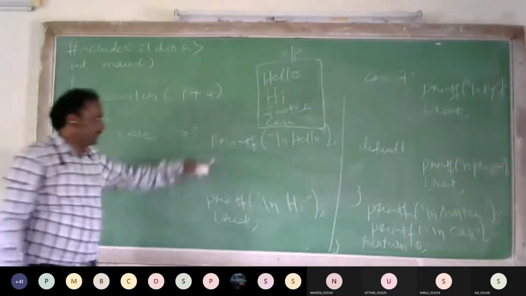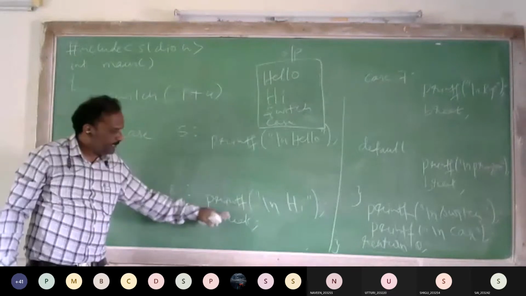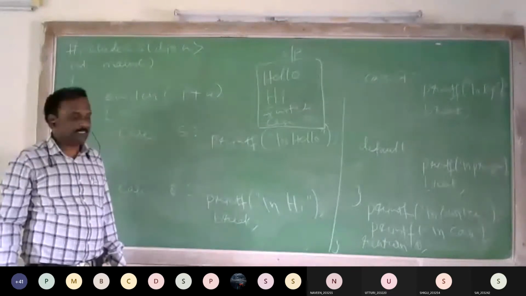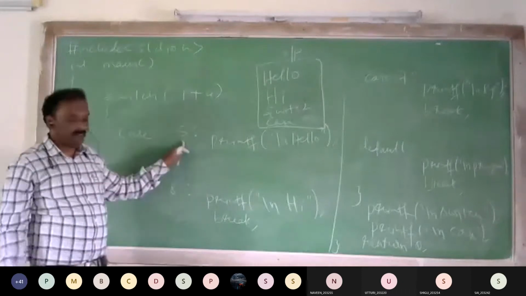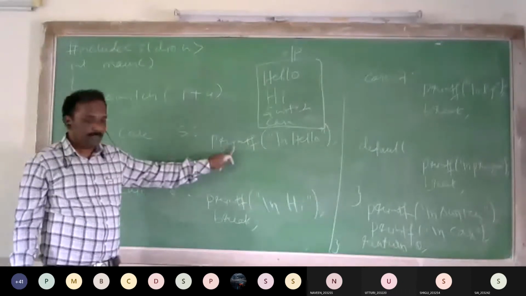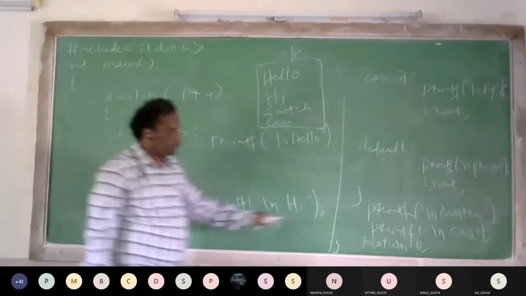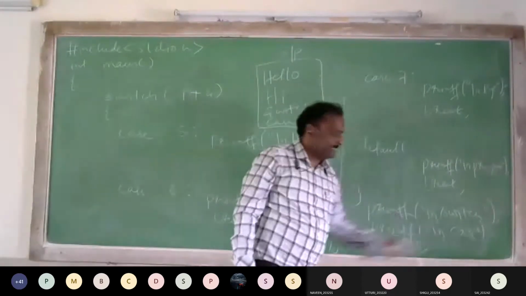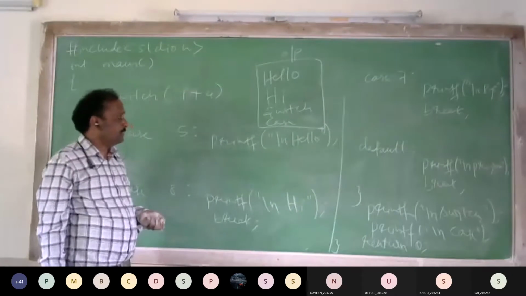If you don't write the break at the end of this case constant, then continually it will execute the remaining statements. 1 plus 4 is 5. 5 is matching with 5. So it will print hello, it will print hi, then it has executed break. The control will come here and it will print switch case.